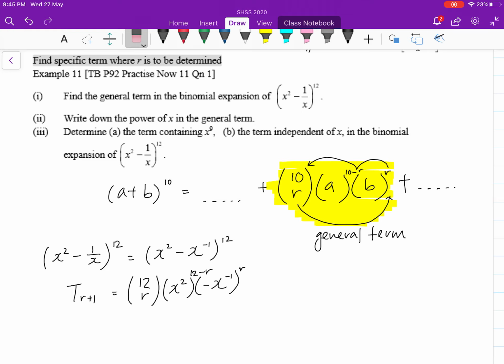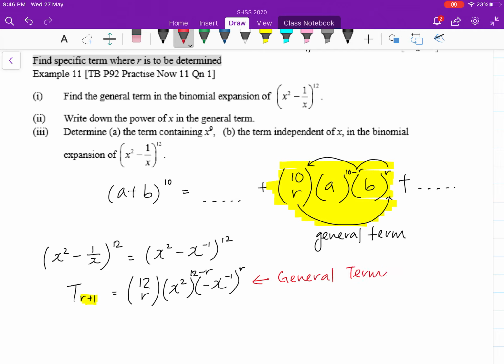Then you're going to ask me, why is it r plus 1? R plus 1 is because of the positioning. Remember, we start at position 0. So that is the r plus 1. You don't need to put so much emphasis on that. Just know that it's T(r+1). So this basically means any term that you want in the binomial expansion. This is called the general term, and this is very, very important.